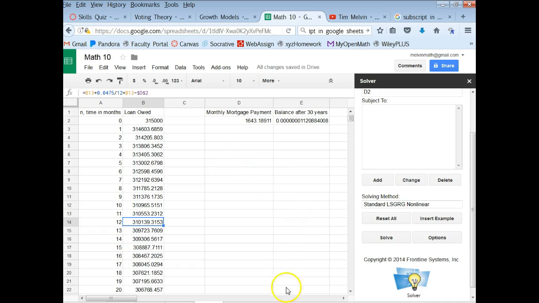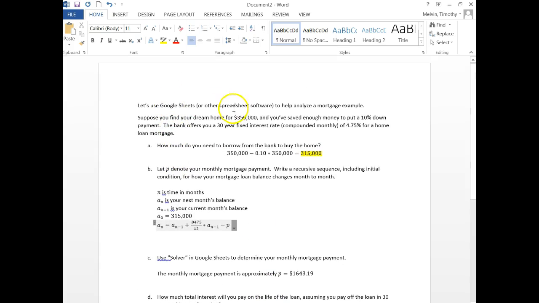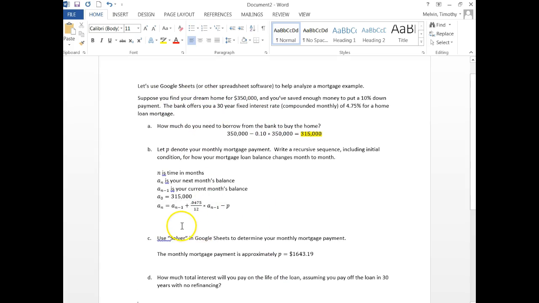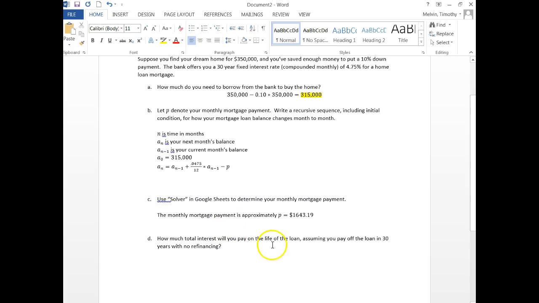And the last thing I want to talk about, going back to the example, is how much total interest did you pay on the life of the loan? So assuming you paid your monthly payments each month, in 30 years, paid off the house, you never refinanced or made any extra payments or whatnot, how much total interest did you pay? Because I know a lot of students make this more complicated than it is. You just need to think, well, how much did you pay in total for the home?